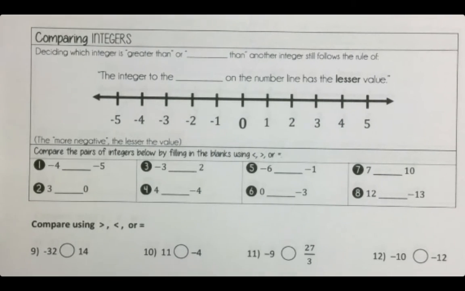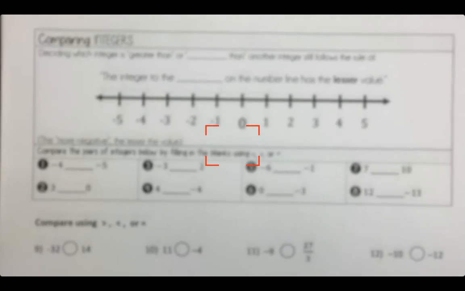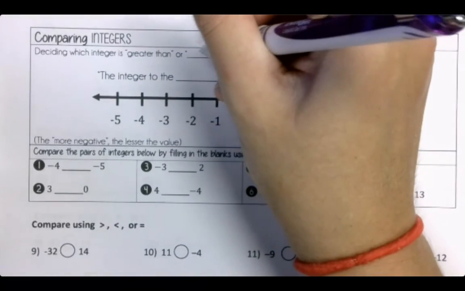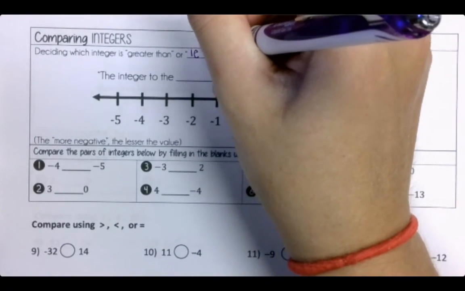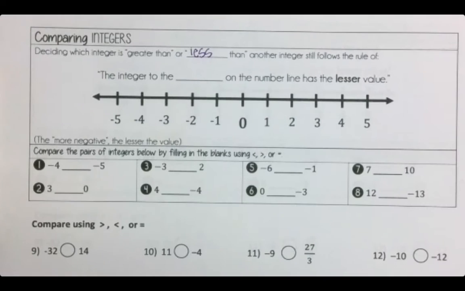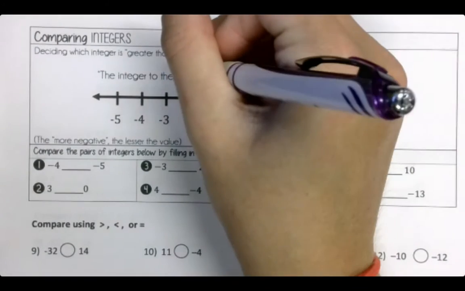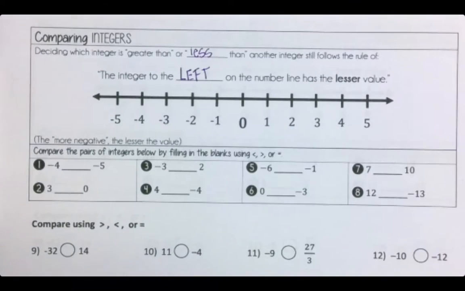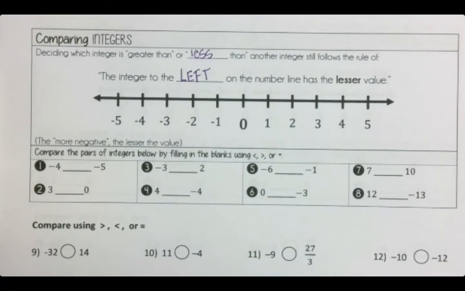All right. So, what we are looking at today is comparing integers. Basically, what we are deciding is which integer is greater than or less than another integer. The integer to the left on the number line has a lesser value. So that's smaller, right?